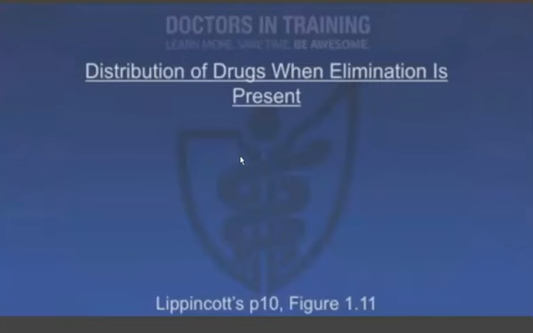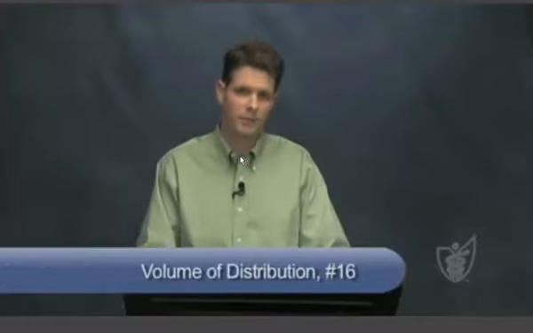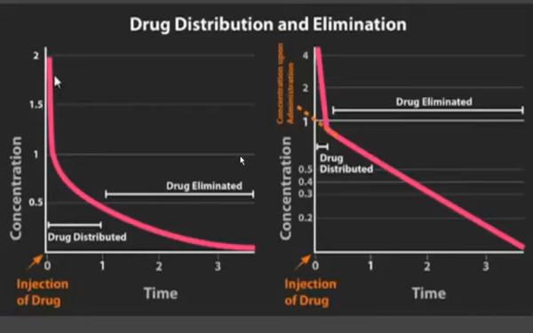But in the real world, most patients are going to eliminate drugs. And they can be eliminated by the kidneys, they can be eliminated by hepatic metabolism, and so forth. So instead of the plasma concentration just staying level as it looked like in figure 1.10, it's going to taper off. It's going to decline over time. And that's what we see in figure 1.11.